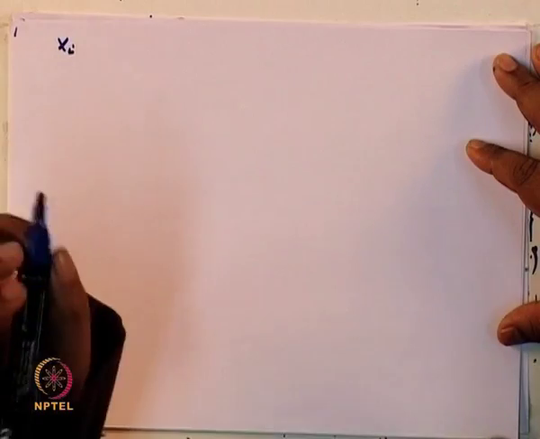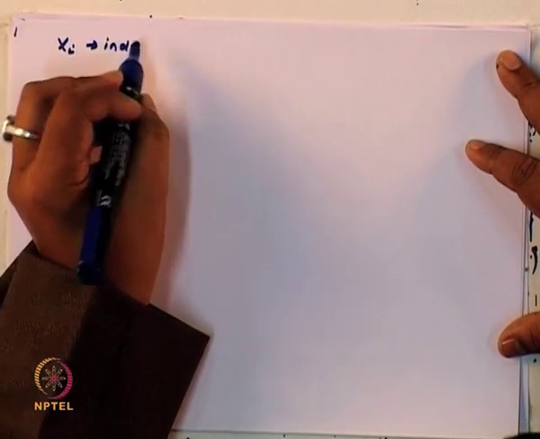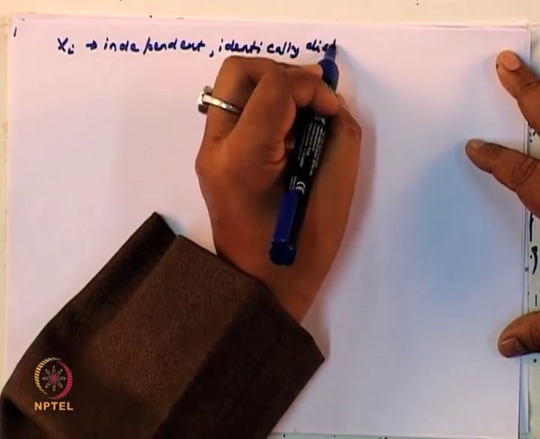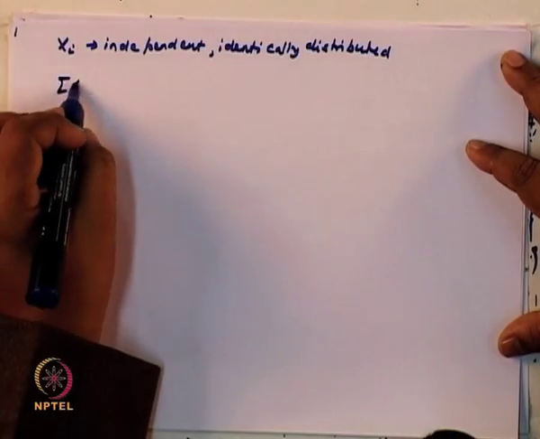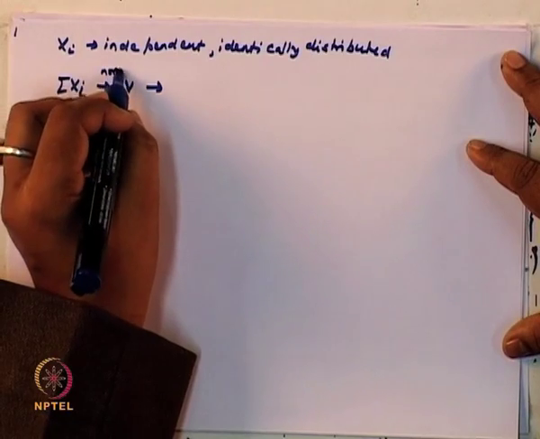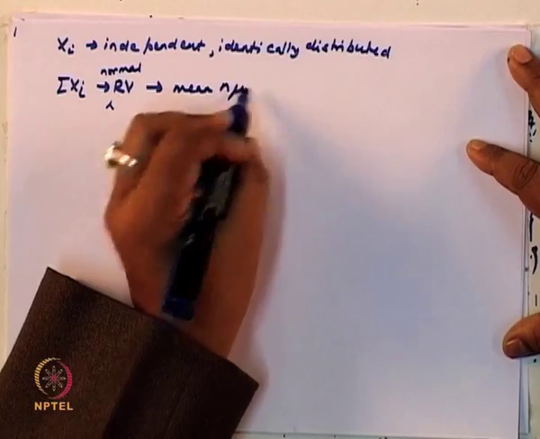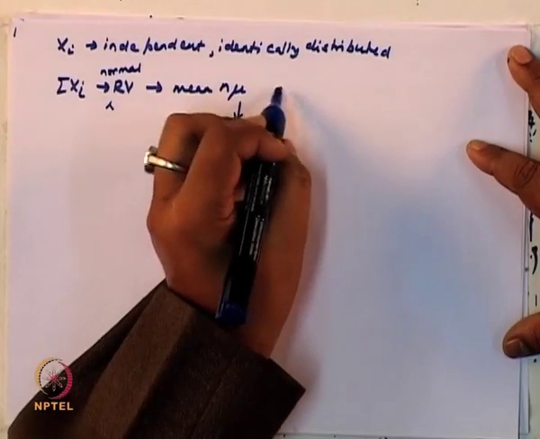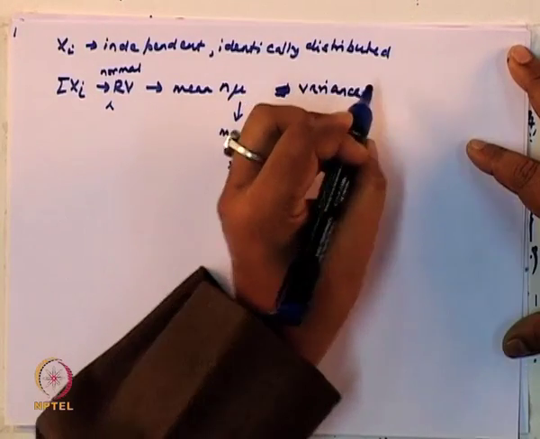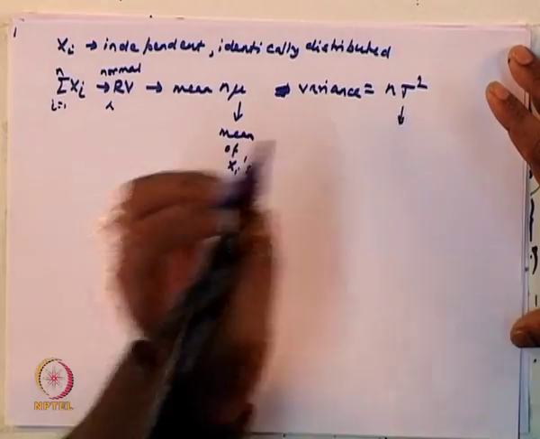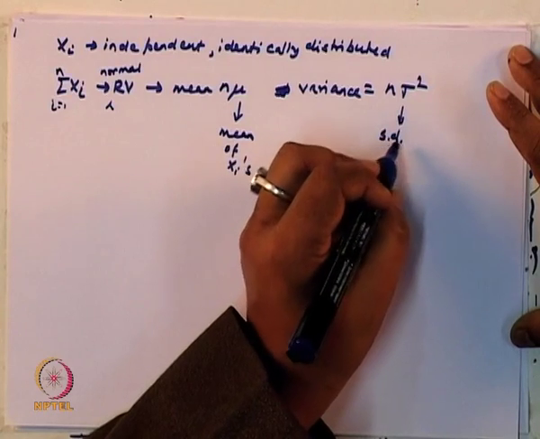Just a brief recap. What we had covered in the last class was, if you had random variables xi which are independent but identically distributed, then the summation of xi is a normal random variable with mean equal to n mu, where mu is the mean of each of these xi's, and variance equal to n sigma square, where sigma square is the variance of each random variable xi, with i from 1 to n.